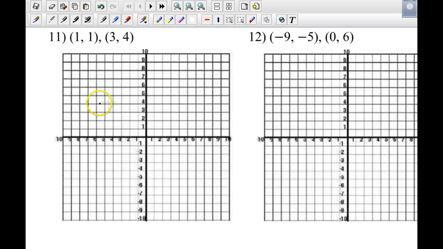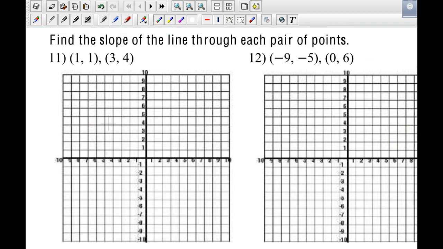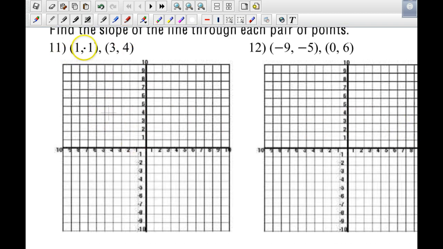So, similar, but we just have to do a little bit more. Number 1, go ahead and graph that, plot that: 1, 1. And 3, 4. Go ahead and plot that. Right 3, up 4. That's what we reviewed on Friday, so we're really good at that. Okay, what is the rise? What is this going to be, positive, negative? Positive, we can already tell. So the rise is going to be up 3 and right 2. So we got 3 over 2.